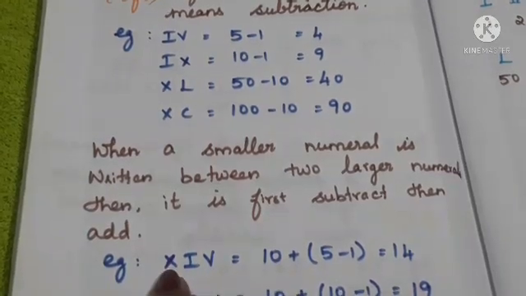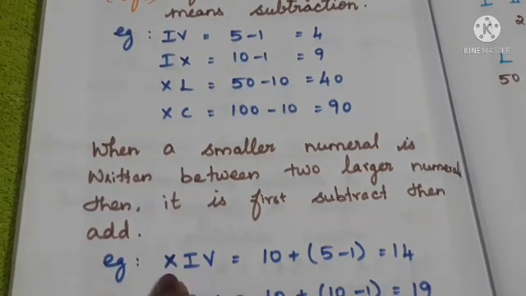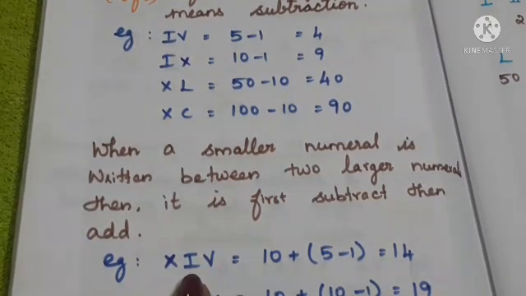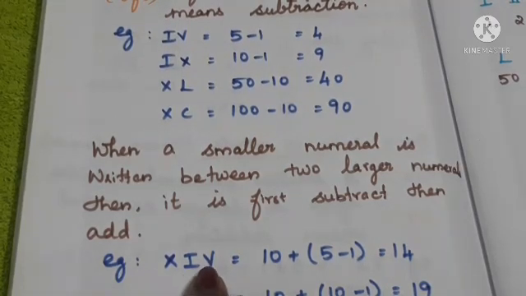Listen here. When you are comparing these three Roman numerals, I is the smallest one, isn't it? So X and V are larger. When comparing to the I, X and V are larger. So first what we have to do? We have to subtract. What's the condition for subtraction? We have to subtract the smaller from the larger number on the left side, isn't it?